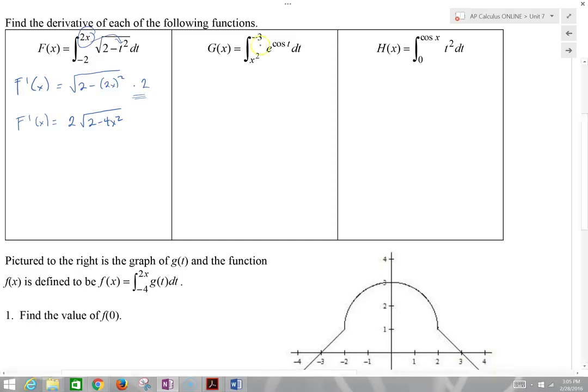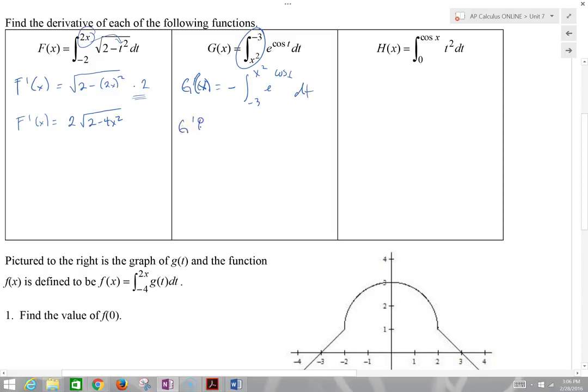Alright, so the first thing I notice is that we have these limits flip-flopped. We can't have them flip-flop because our second fundamental theorem of calculus doesn't say anything about flip-flopping. So let's flip them back over. G of x is equal to the opposite of this. Remember that rule? You can flip-flop the limits as long as you change the sign.